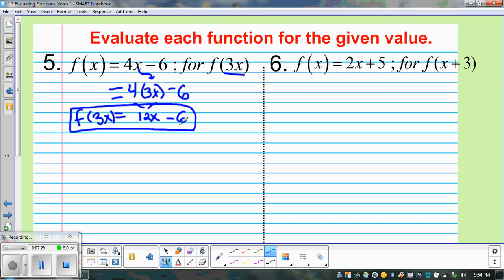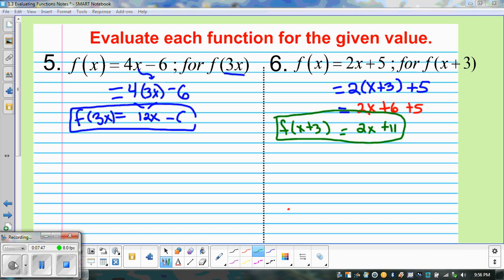Take a moment, set up number 6 over here, and then pause the video and see if you can distribute the 2 correctly and then combine like terms. When you have this problem finished, unpause the video and check yourself. So when you take a moment to check yourself, were you able to get to the final solution of f of x plus 3 is equal to 2x plus 11? Let's take a moment and look and see how we got there. If you made any mistakes, now is a great time to erase and make some corrections.